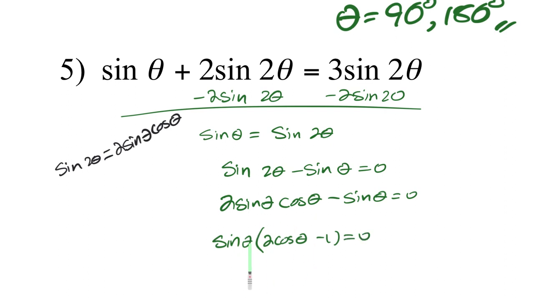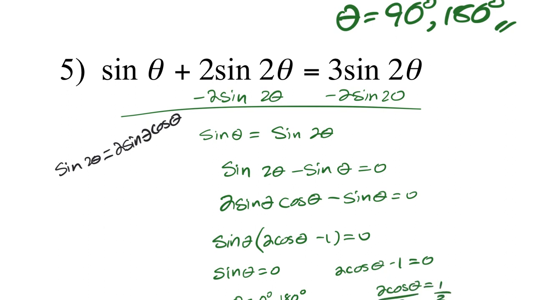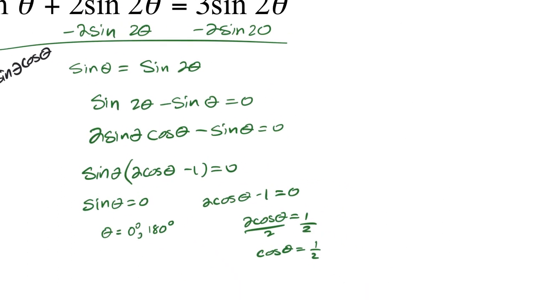Remember again that whenever I factor like that, if I distribute, if I multiply again, I should get the same thing. So if I multiply sine of theta times 2 cosine of theta, that's the same as 2 sine of theta cosine of theta, and sine of theta times -1 is minus sine of theta. So now that I have 2 factors, I can set each equal to 0. Sine of theta equals 0 and 2 cosine of theta minus 1 equals 0. So from here, theta is 0 at 0 degrees and 180 degrees. And from here, we get cosine of theta equals 1 divided by 2. So cosine of theta equals 1/2.